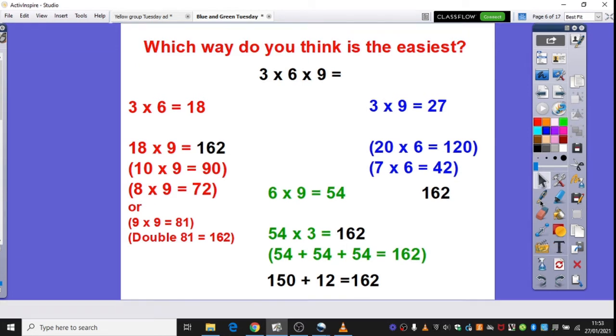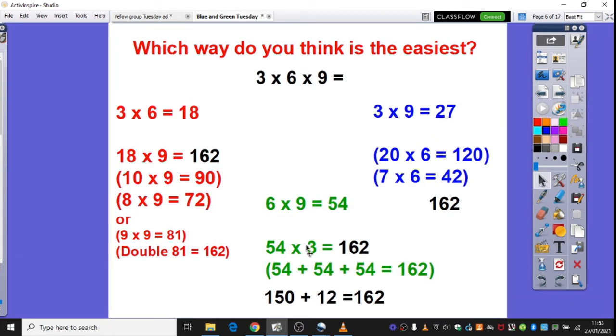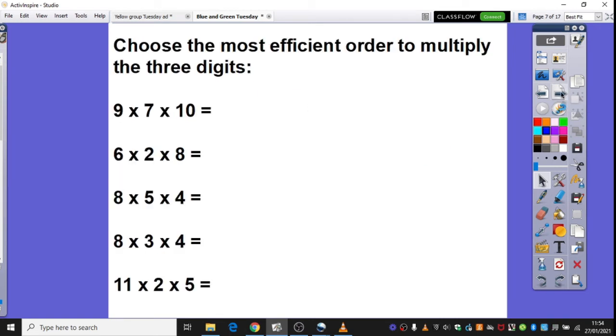But for me, I found this way, leaving timesing by 3 last, the easiest, because often it's quite easy to add 3 numbers together like it was in this calculation here. So if it was my choice, I would probably go for this one here, suggesting that we leave multiplying by 3 to the end.